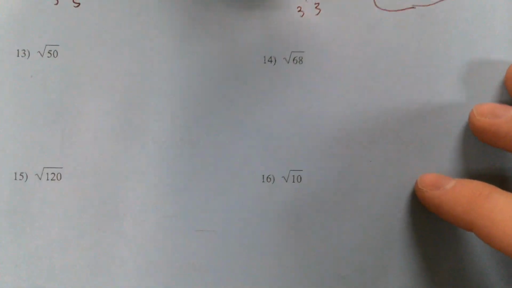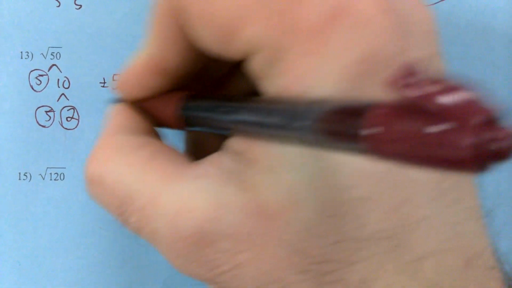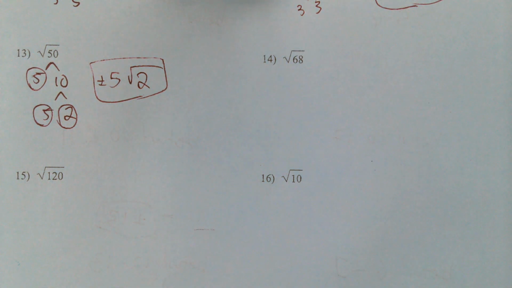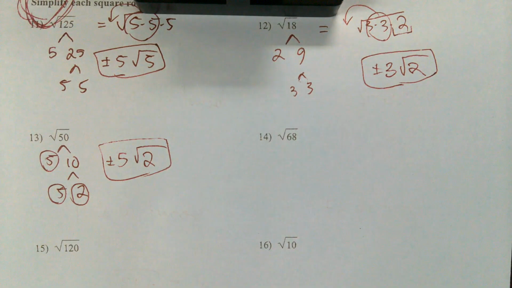All right, down to number 13, we got the square root of 50. We're going to break that down into 5 times 10. 10 is going to be 5 times 2. So our factors are 5, 5, and 2, plus or minus 5 root 2. I'm going to go up to number 12 again just for 1 sec, just in case anyone needs it.